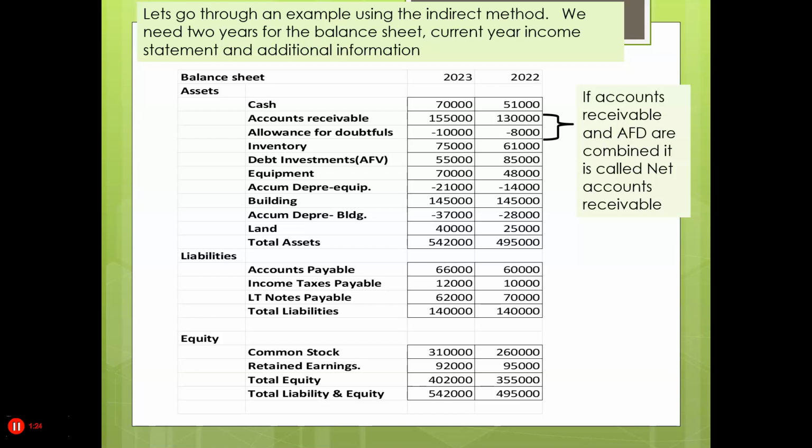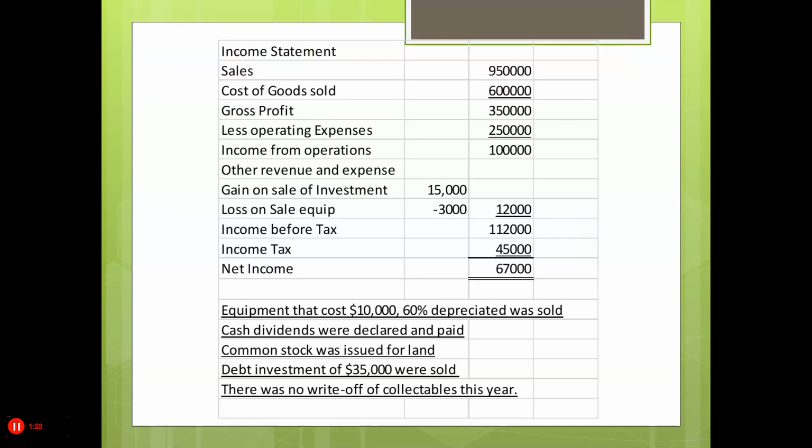So what do we need in order to do a cash flow statement? First, we need 2 years on the balance sheet. We need the income statement for the current year, plus we need additional information that helps us analyze equipment, retained earnings, if there were any non-cash transactions, was anything bought or sold, and was there any write-offs. You need that information because you're going to use that when you analyze the account.